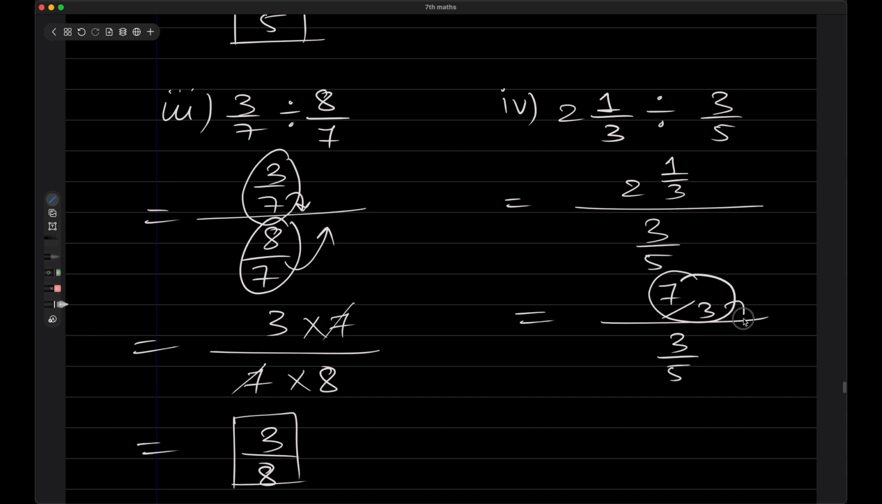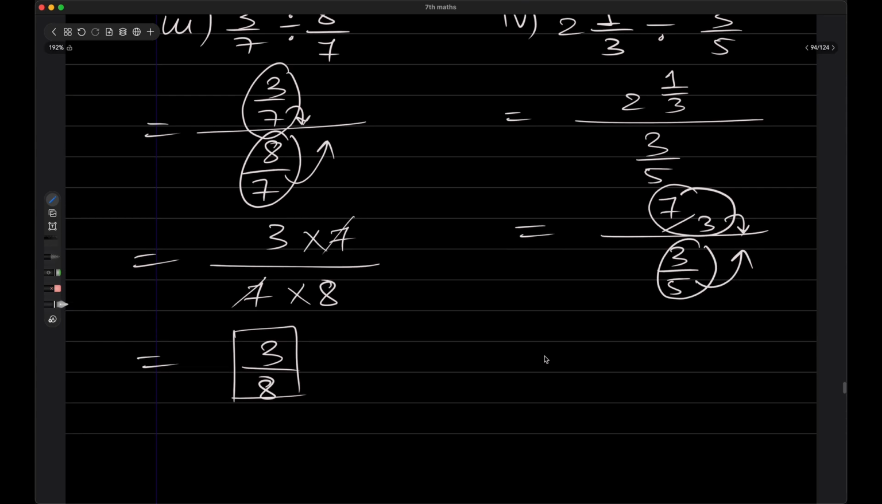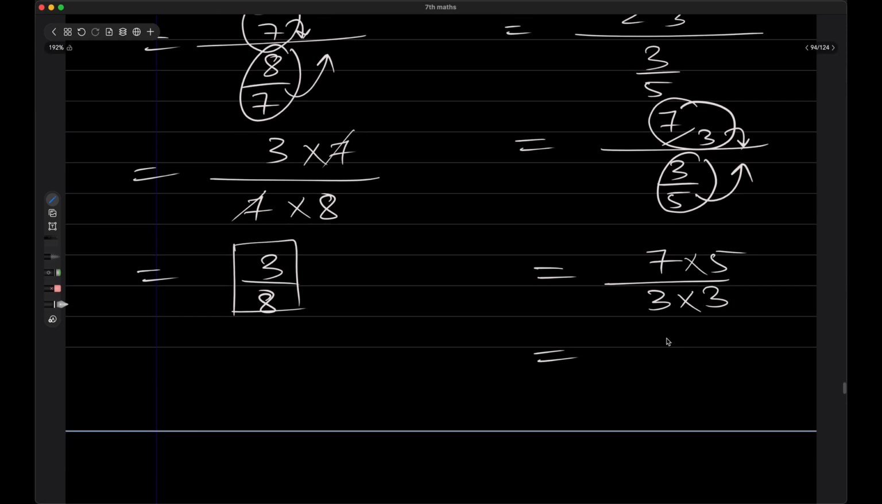Now for all the fractions, send denominator to the opposite side. That is equals to 7 as it is, 3 to the denominator, and 3 as it is, 5 in the numerator. That is equals to 7 into 5 and 3 into 3 is the answer.